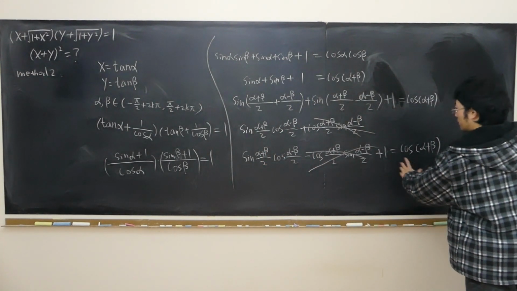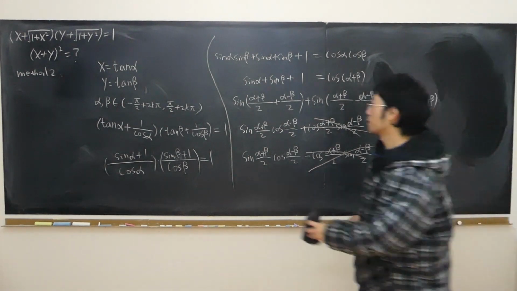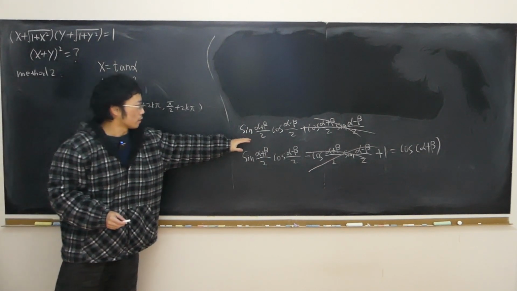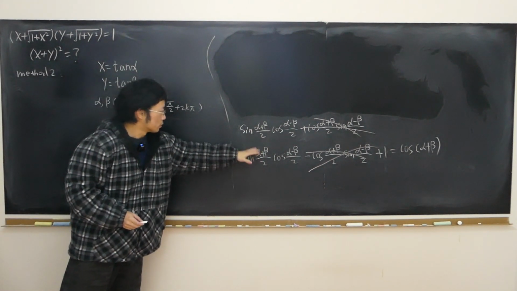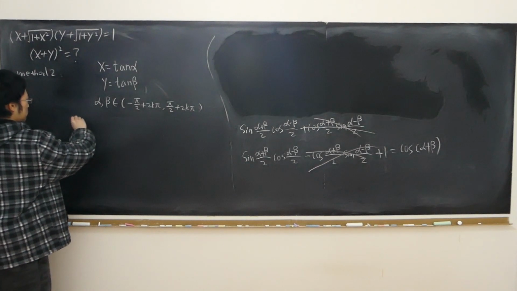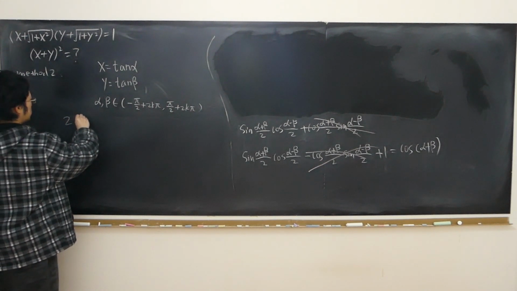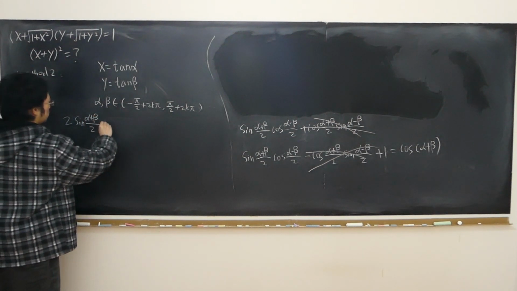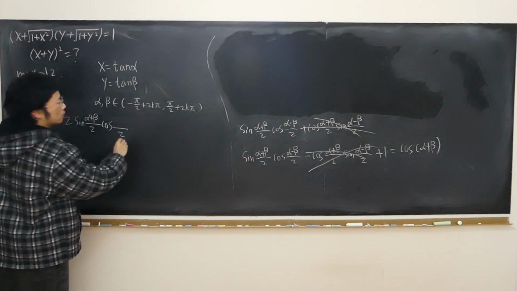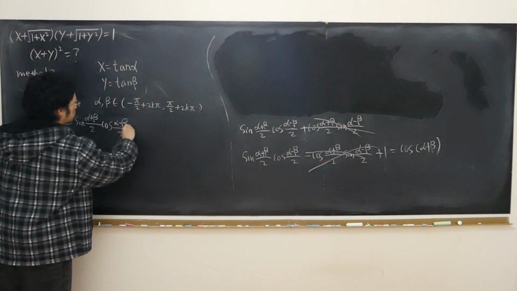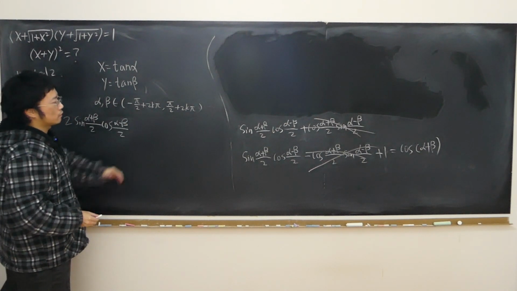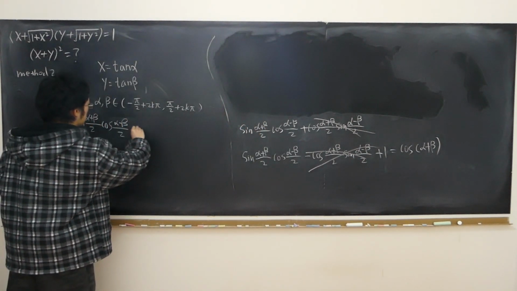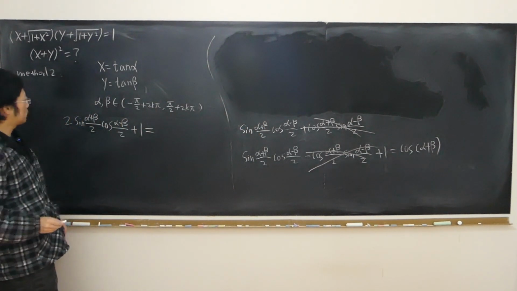Plus 1 still remains, so we can quickly erase. Okay, so we can just copy down everything here. So this term, that term, twice of this term. So twice of sine first angle cos second angle, alpha minus beta, and plus 1 still here equals the right-hand side.